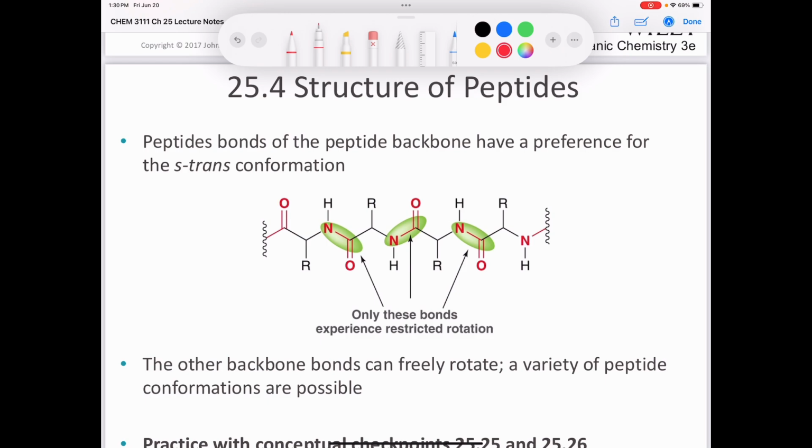So if we take a look at the peptide bonds, which are highlighted here in green ovals, those are the ones that have double bond character. But all of the other sigma bonds in the backbone, all these bonds that I'm highlighting in yellow, are just sigma bonds, and all of those bonds can freely rotate. And so a variety of peptide conformations are possible.